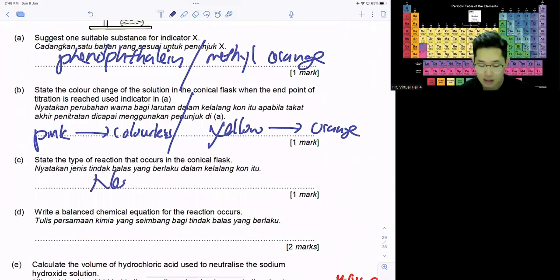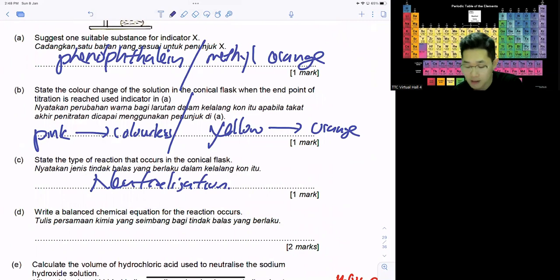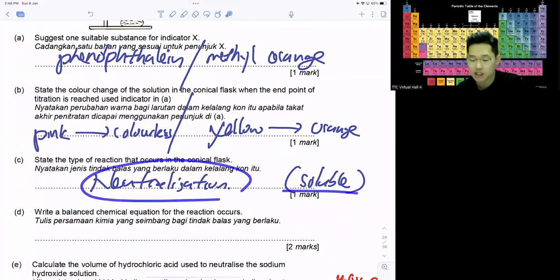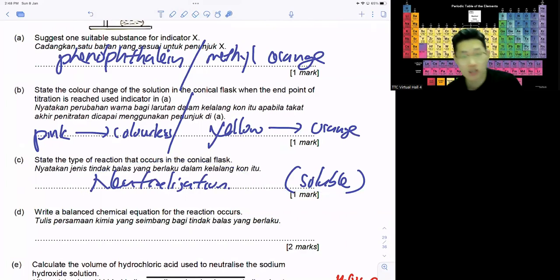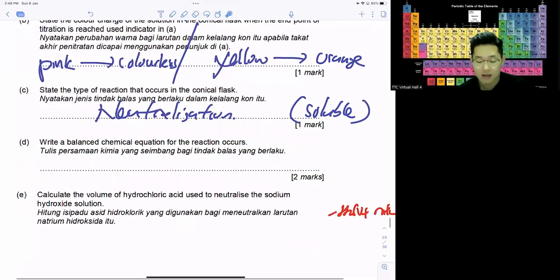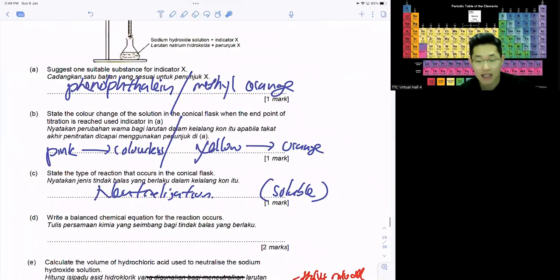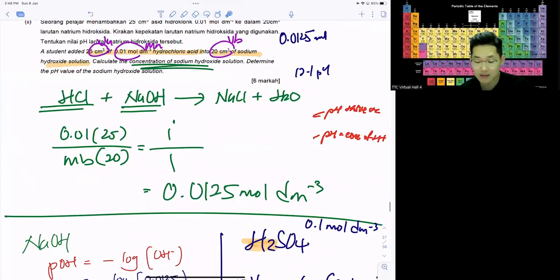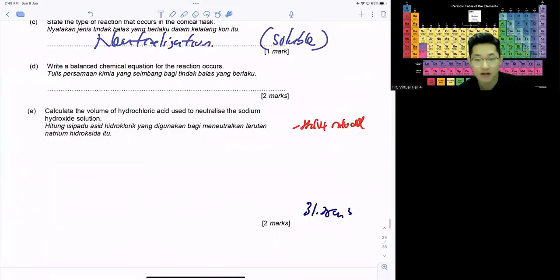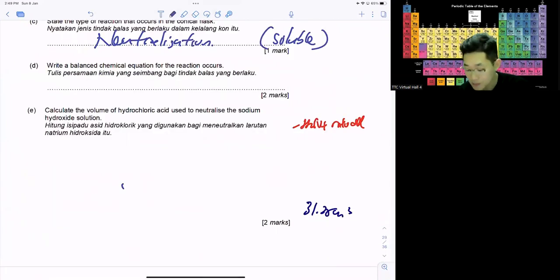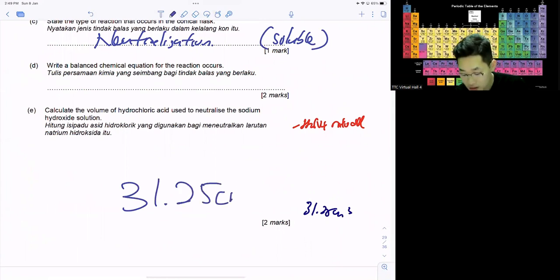Type of reaction, neutralization. And by the way, neutralization is also the reaction to produce soluble salt. Most of the soluble salt, we use neutralization to make. If it is insoluble salt, double decomposition reaction. Equation for this one, I skip because it is the same as the one I did just now. You can try to calculate yourself. You should be able to get the answer 31.25 cm cube.